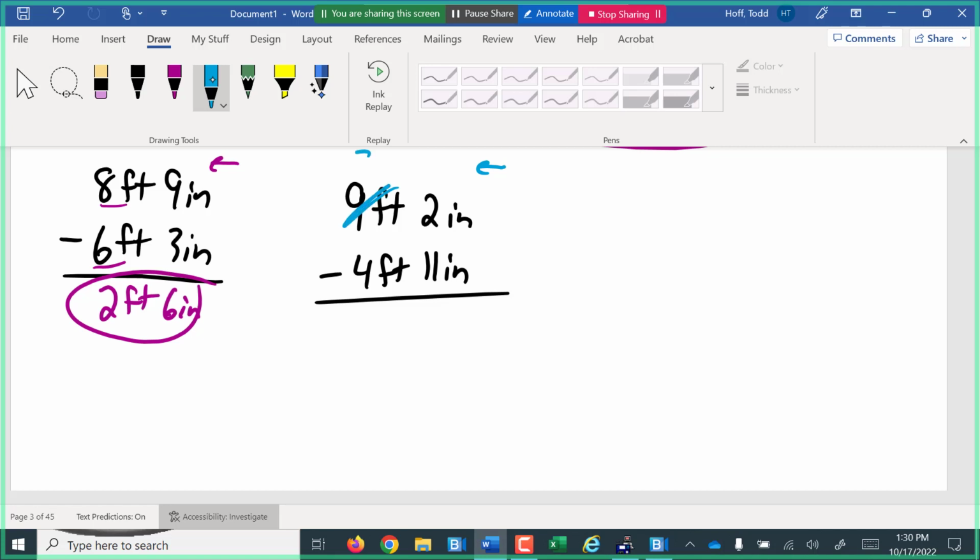We have to take away from the 9. So that'd be 8 feet. What does the 2 inches become? 14. Good. The one that we borrowed from the feet was 12 inches. So we have to make sure we add 12 inches to the 2 inches we already have, giving us the 14 inches. 14 inches minus 11 inches? 3 inches. 8 feet minus 4 feet? 4 feet. Good.